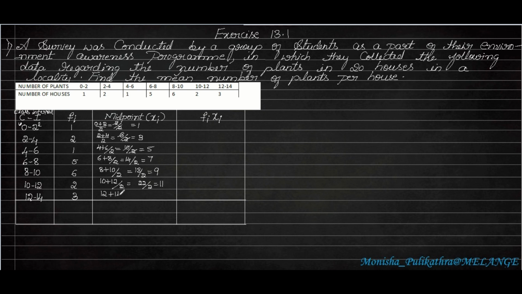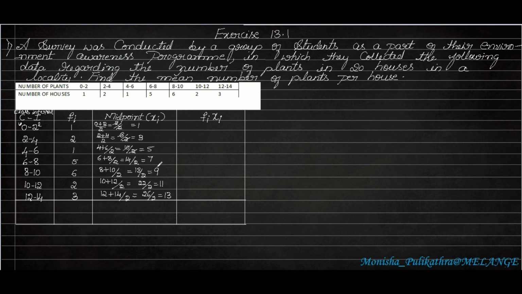So 12 plus 14 divided by 2. So 12 plus 14 is 26, divided by 2, that is 13. Okay. So this is the way to find out the midpoint. First we have to add the upper limit plus lower limit, divided by 2. So this is the way of finding out the midpoint.